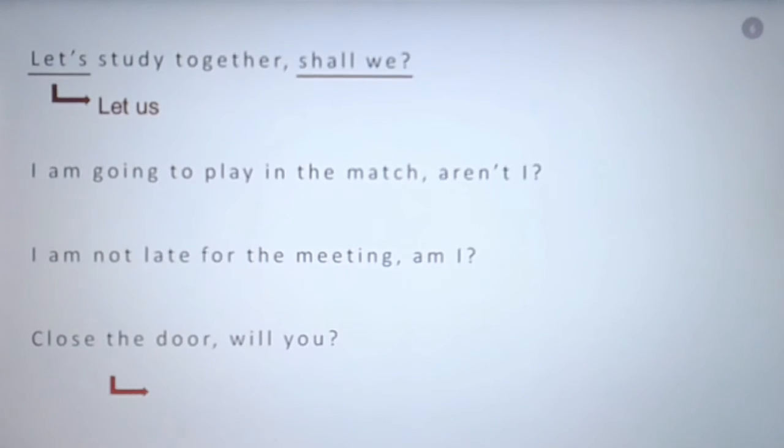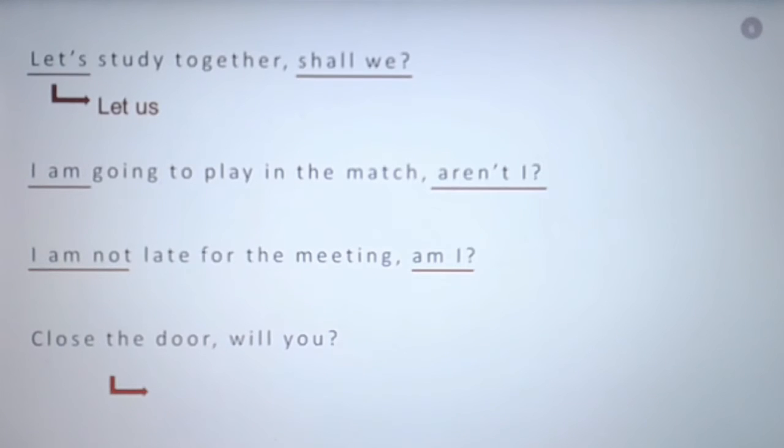Next, I'm going to play in the match, aren't I? So from I am, we shall use aren't I as the question tag. Don't worry, this is normal and special rules, remember? Meanwhile, if you use I am not late for the meeting, so from I am not, which is negative, you have to use am I, the positive form of I'm not.